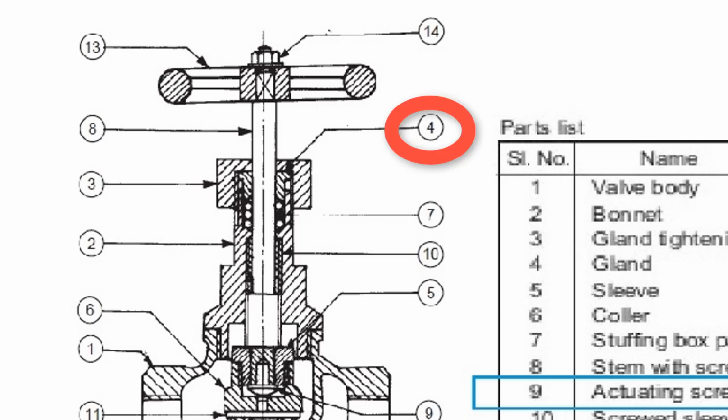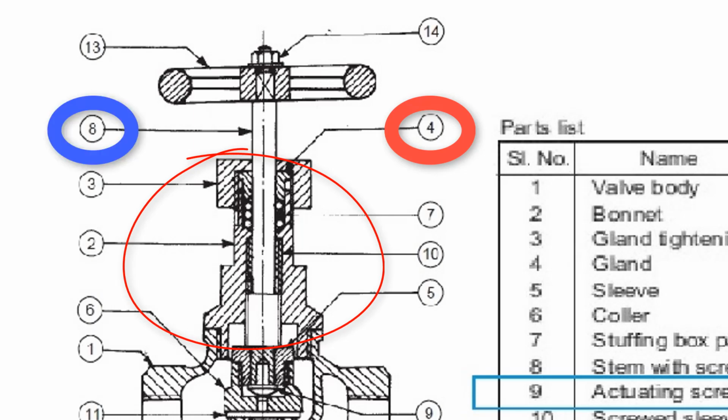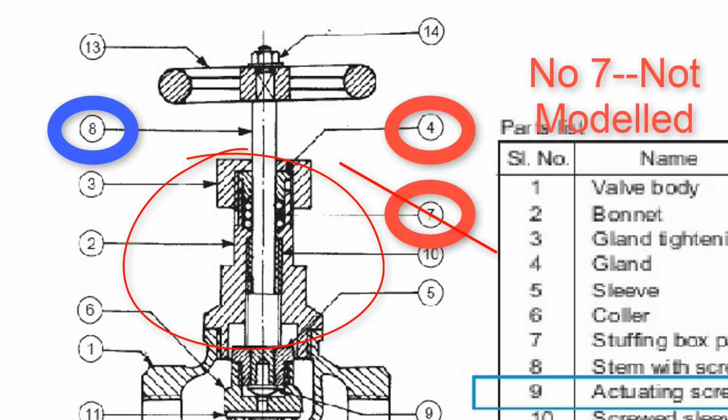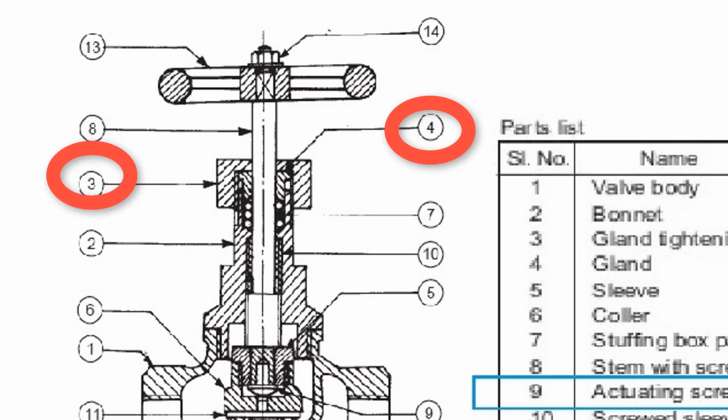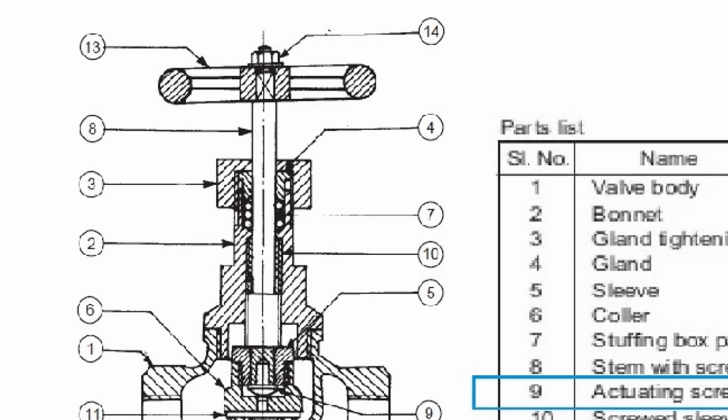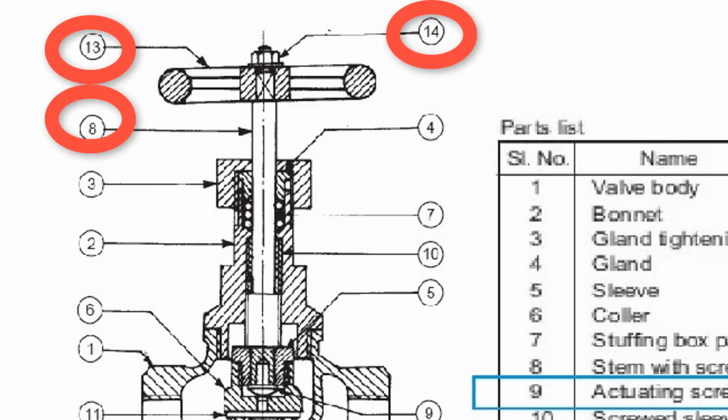Gland number 4 is located in the bonnet group with the stem number 8 and with packing number 7 seen in this figure. But we do not model this packing group. This packing group prevents the leakage of the fluid from the valve. Gland is secured by the cap nut number 3. Hand wheel 13 is mounted on the stem using the nut 14.